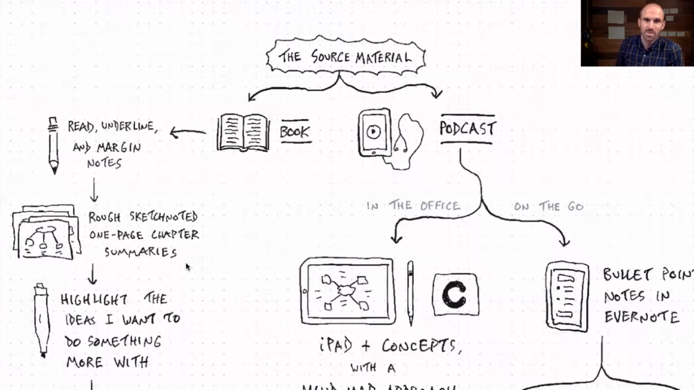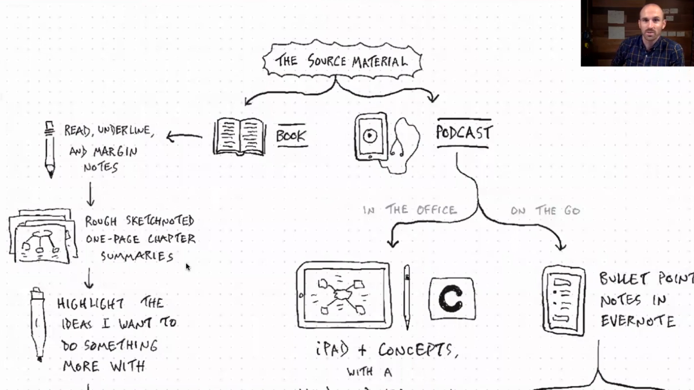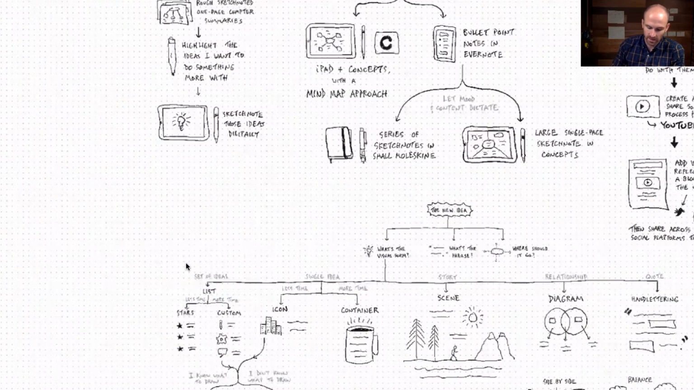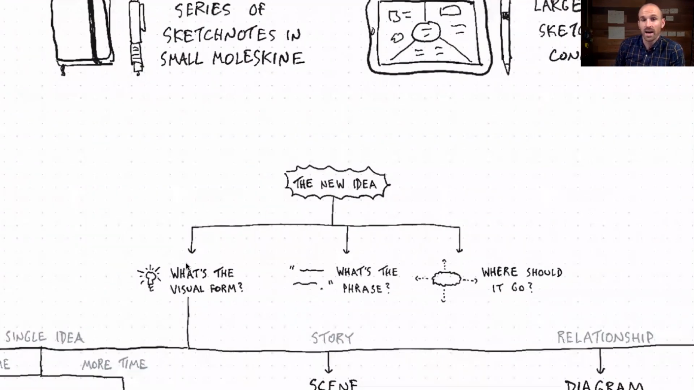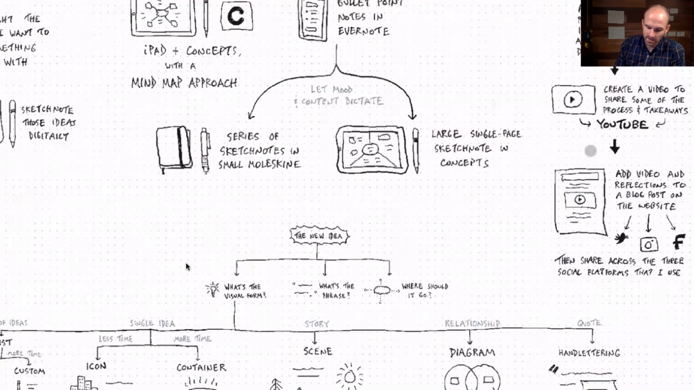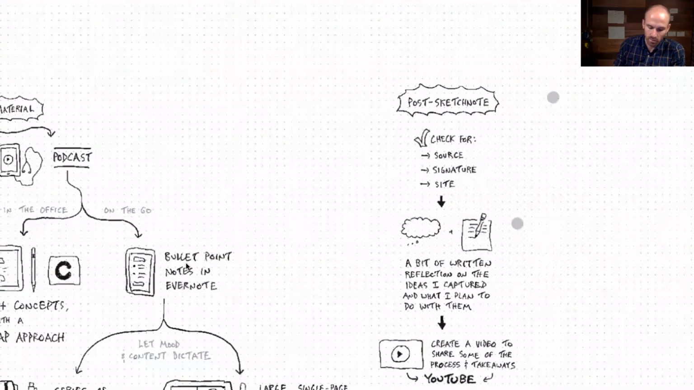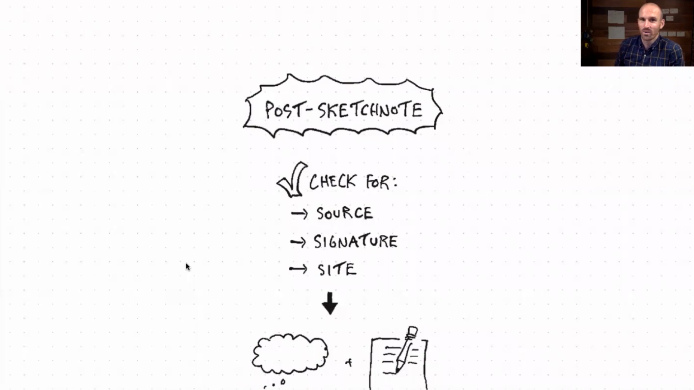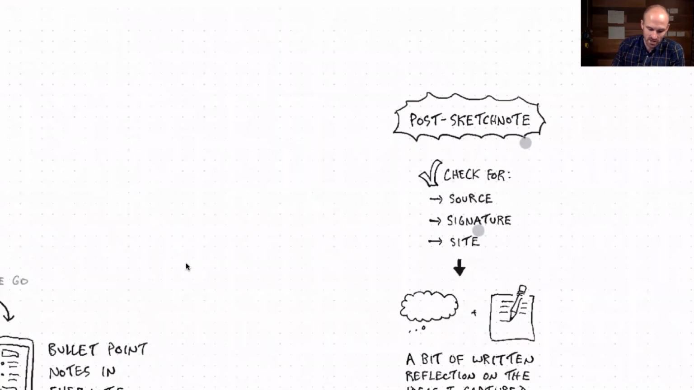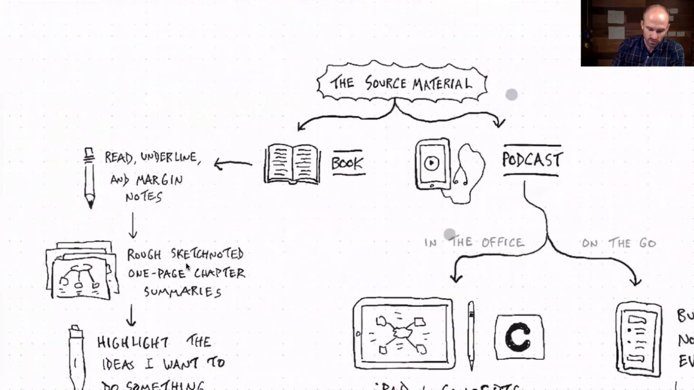So my decision-making tree here has three components to it. One is about the source material, the other is related to sketching individual ideas, and the third has to do with a post-Sketchnote workflow, what I want to do at the end of each sketchnoting session. So let's look at each of those in order. First, the source material here.